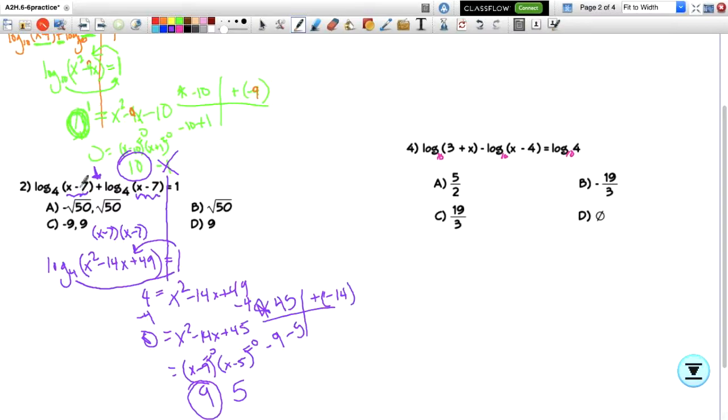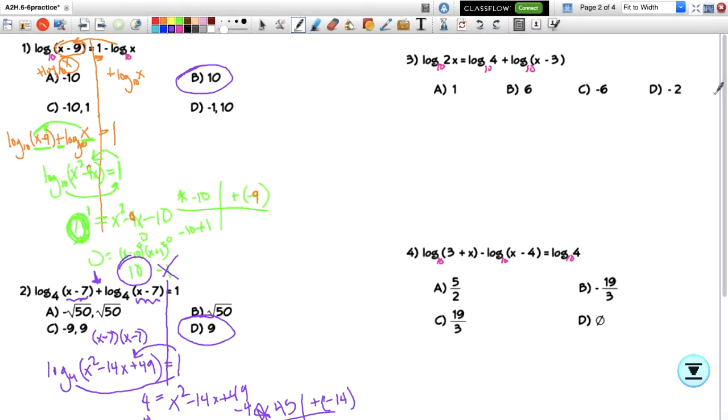5 minus 7 is -2. 5 will not work. My only solution is 9. Hopefully you feel okay about those right now. And you can see how our number properties or our log properties start kind of tying in here.